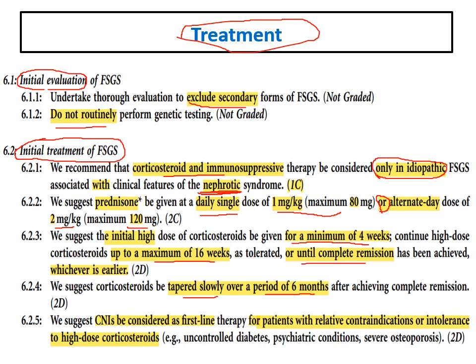This is very important. So give steroids as we described, and then after complete remission is achieved, steroids should be tapered slowly over 6 months. When to use CNI, calcineurin inhibitors? Calcineurin inhibitors should be used in the initial period in patients with relative contraindications or intolerance to high-dose steroids, like uncontrolled diabetes, psychiatric conditions, or severe osteoporosis.